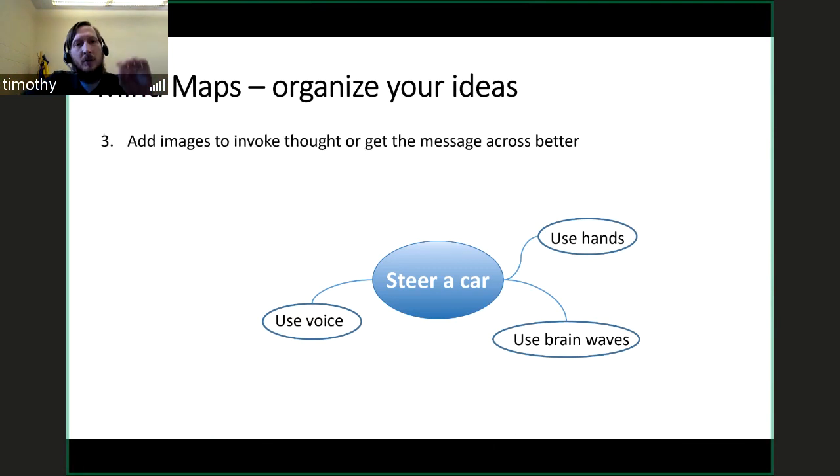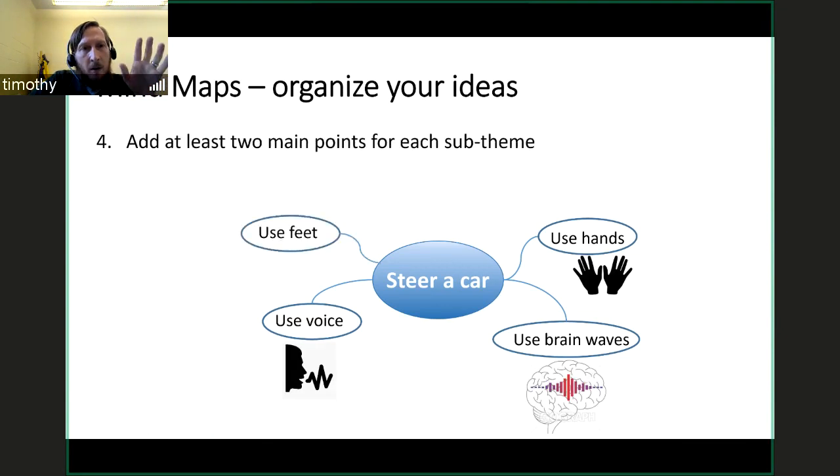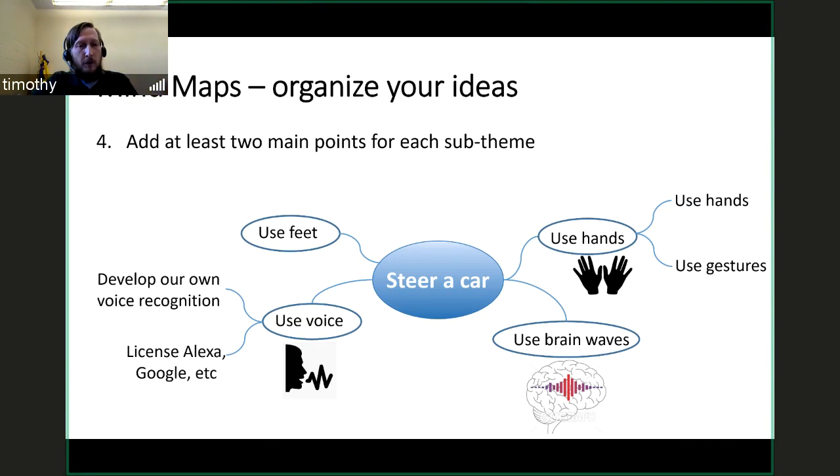Now, add images to invoke thought or get the message across. And then add at least 2 main points to each sub-theme. So use hands. You can just use your hands directly or use hand gestures. You can develop your own voice recognition. You can get a license. So, et cetera, et cetera. You can expand these out and expand these out and expand these out, and it becomes this big web of connectivity on how everything can come together into a whole.